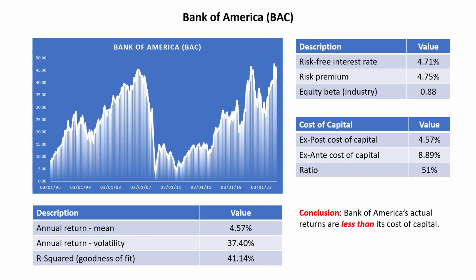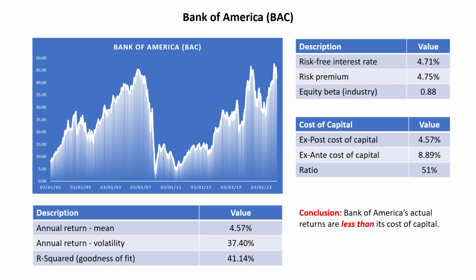Its annual return mean was 4.5%. The annual return volatility was 37.4%. And now the R squared was only 41%. Remember, the R squared in percentage terms goes from 0 to 100. Whenever an R squared is very low, that basically says that there are some other variables in that regression equation that are not accounted for.